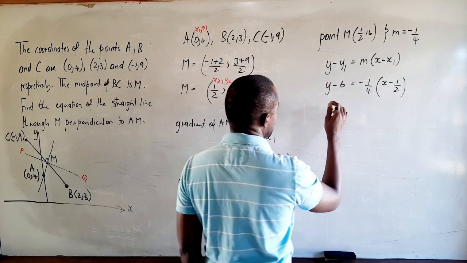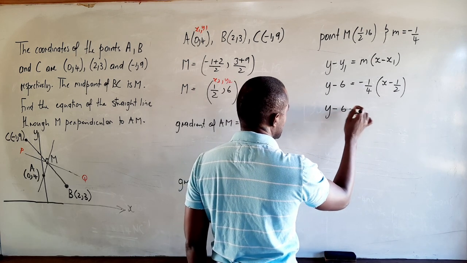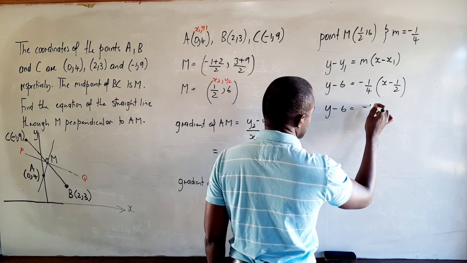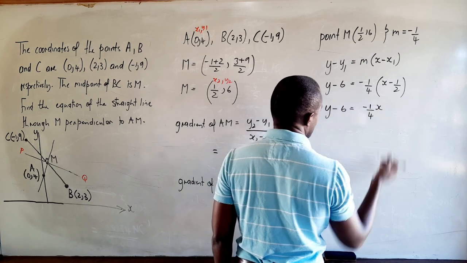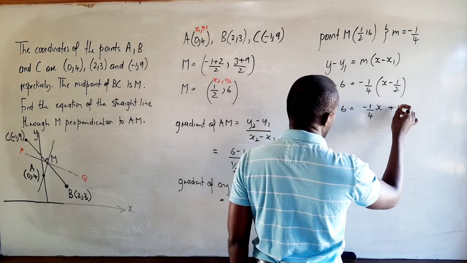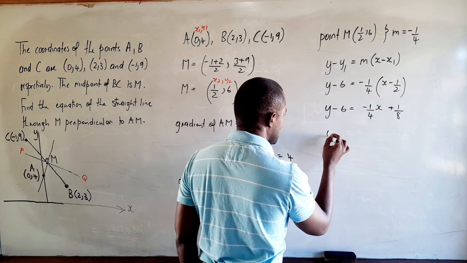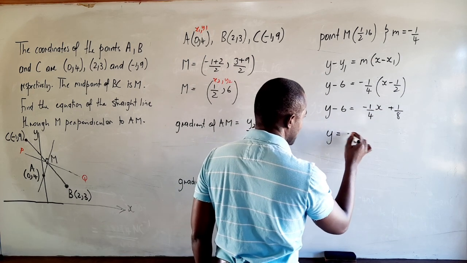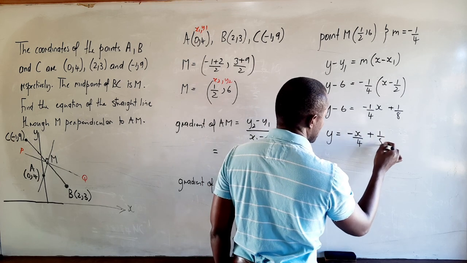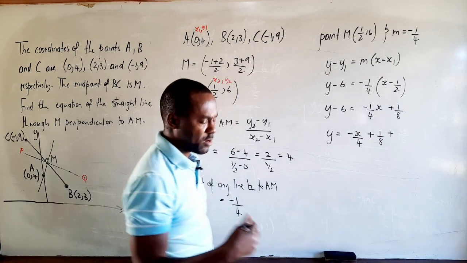And so this gives us, after we expand the brackets on the right hand side, y minus 6 is equal to minus a quarter x, right? Then minus a quarter times minus a half gives us 1/8, right? And so bringing the 6 across, we get that y is equal to minus x over 4, then we have plus 1/8 plus 6. So the 6 goes across to the other side, so it becomes a plus 6.